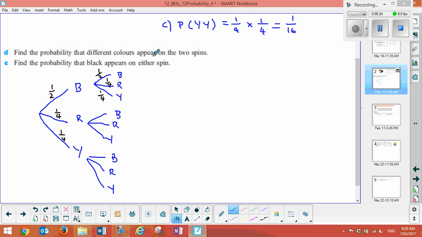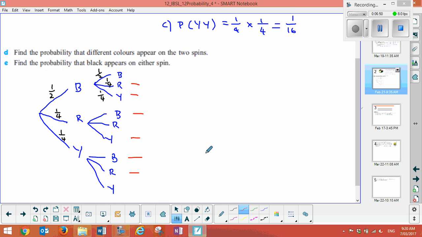So if we want to get different colours, then we're looking at not black, black. We want black, red and black, yellow, which are different colours. Red, black we want, not red, red. Red, yellow we want. Yellow, black we want. Yellow, red we want, not yellow, yellow. So then you can just multiply and work out each of those separately.